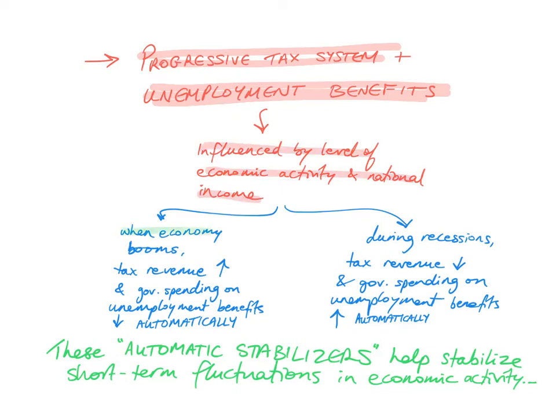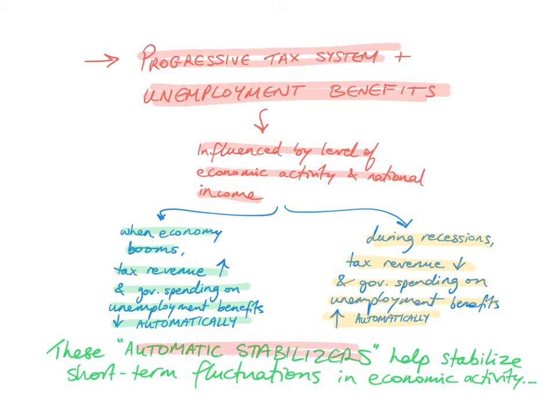When the economy booms, for example, tax revenue will automatically rise because people's incomes are rising, they're paying more in taxes, and government spending on unemployment benefits will automatically fall. Remember, these are automatic changes, so they're not changes that are made directly by the government. That's just automatic. And the opposite is true. During recessions, tax revenue will automatically fall and government spending on unemployment benefits will automatically rise. These are sometimes referred to as automatic stabilizers.